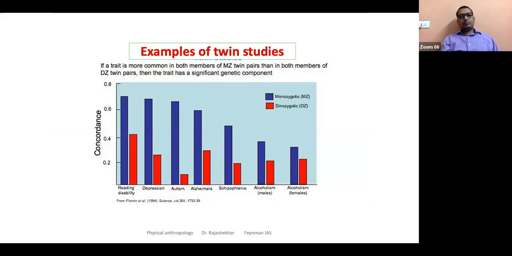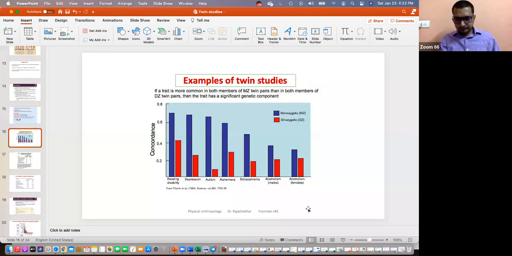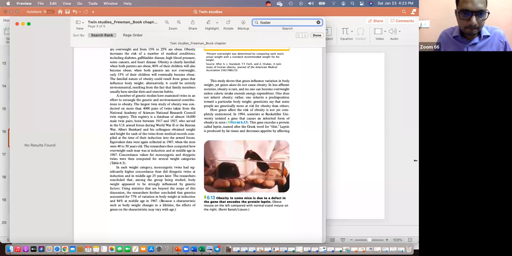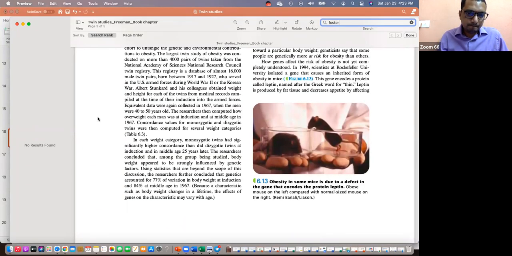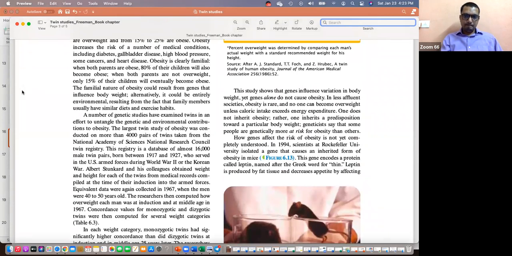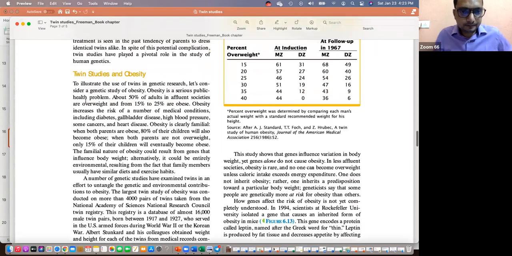Next, we go with some examples of twin studies. The chapter I gave you for reading yesterday talks about a case study. It's up to you whether you want to take the case study. So this is a particular case study here.